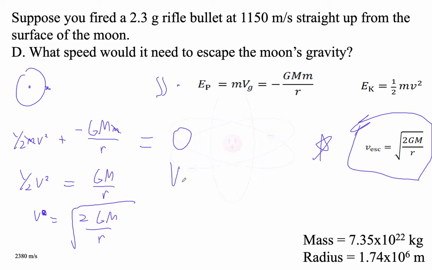So our escape velocity, which is what we're asking, is the square root of 2 times 6.67 e minus 11 times 7.35 e22. Notice that the bullet's mass cancels. The moon's mass does not. Divided by r, and r is how far you start from that mass. The closer you get, the faster you have to go to escape from that mass. And this is true of any mass, not just black holes and moons.